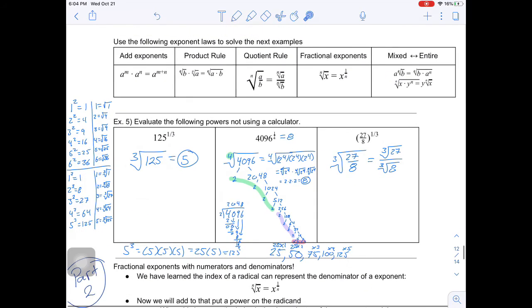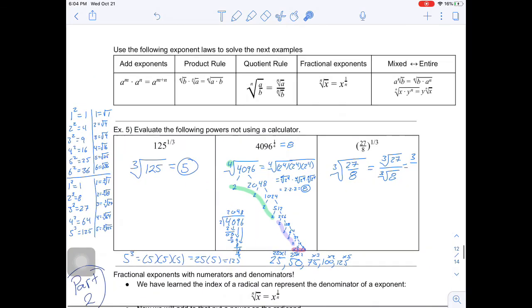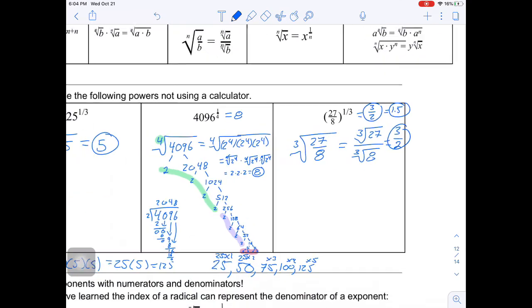And these are things that we know. We look over here. 3 cubed is 27. Okay, so that means 3 equals the cube root of 27. So this equals 3 over, and we know the cube root of 8, which is right over here. So the cube root of 8 is 2. So this guy will equal 3 over 2. And we know that also as 1.5.